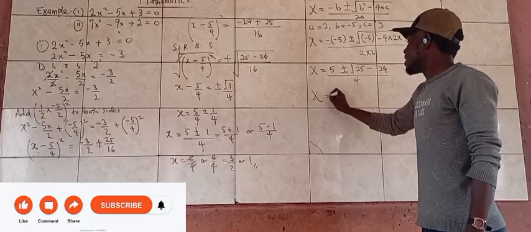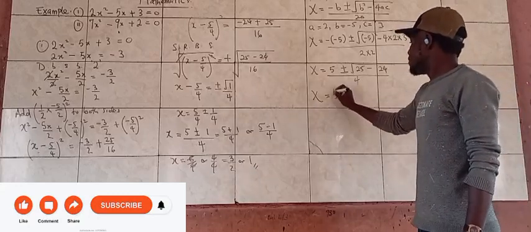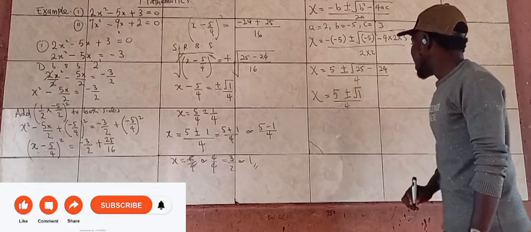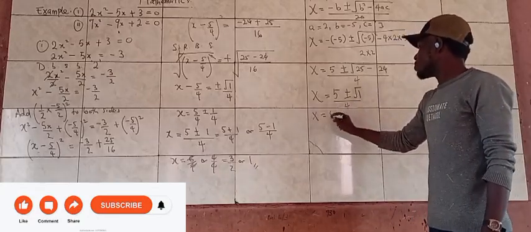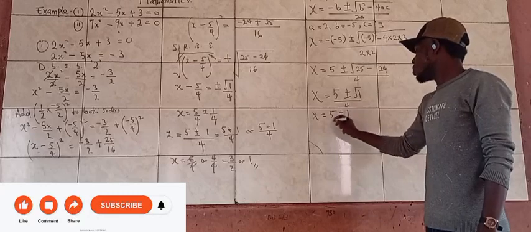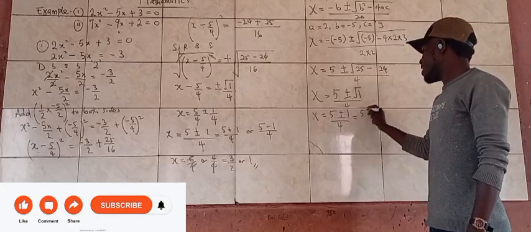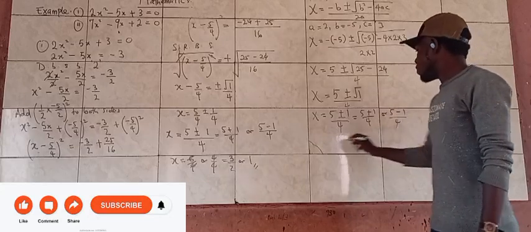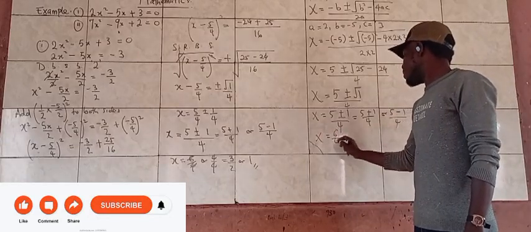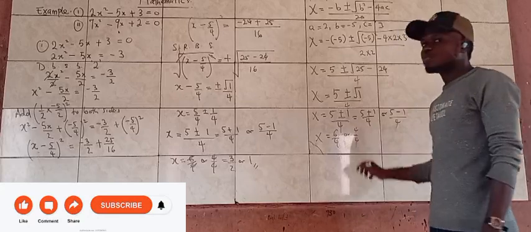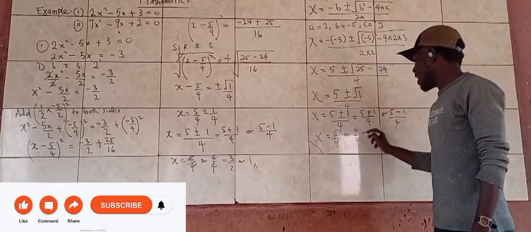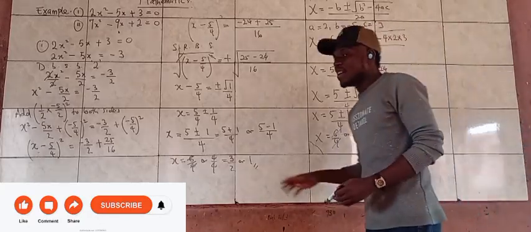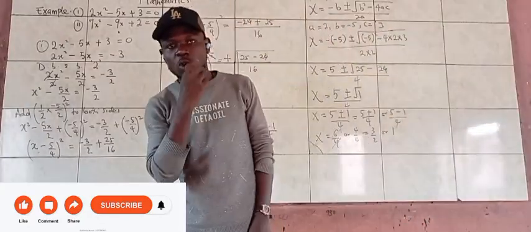So I have x equals 5 plus or minus the square root of 25 minus 24, which is 1, all over 4. Then it becomes x equals 5 plus or minus 1 all over 4, which is the same as 5 plus 1 over 4 or 5 minus 1 over 4. So x equals 6 over 4 or 4 over 4. So 2 here, 2 here, I have 3 over 2 or 1. You can see that you arrive at the same answer just as we have in completing the square.